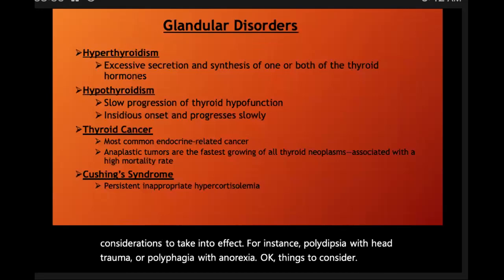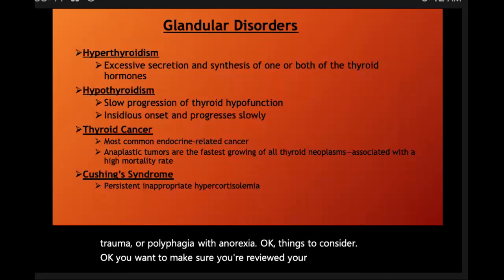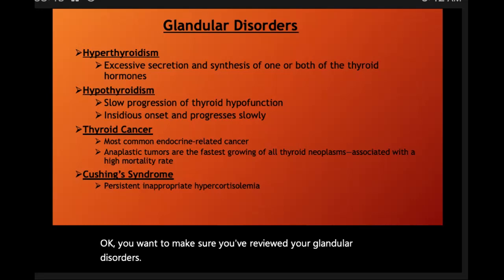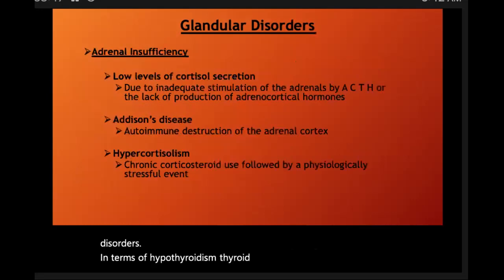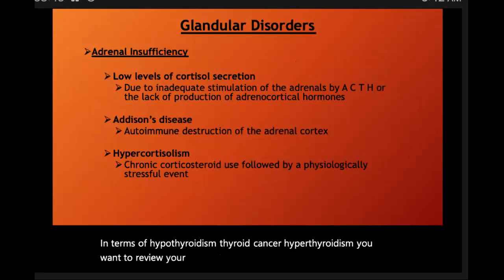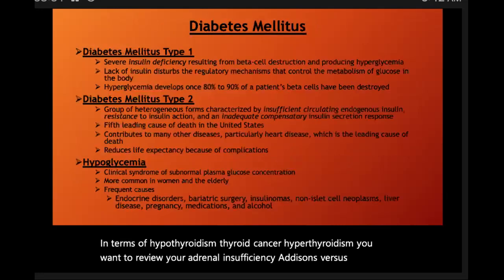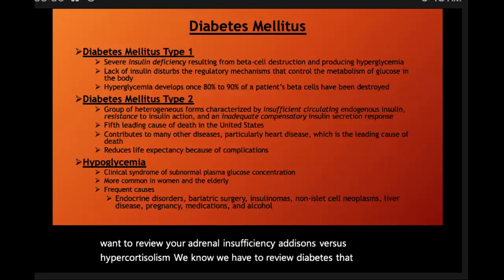Okay, you want to make sure you reviewed your glandular disorders in terms of hypothyroidism, thyroid cancer, hyperthyroidism. You want to review your adrenal insufficiency, Addison's versus hypercortisolism. We know we have to review diabetes, so type 1, type 2, and hypoglycemia.